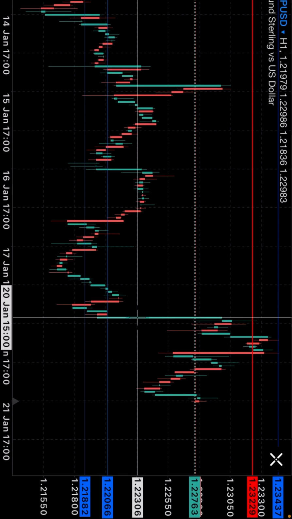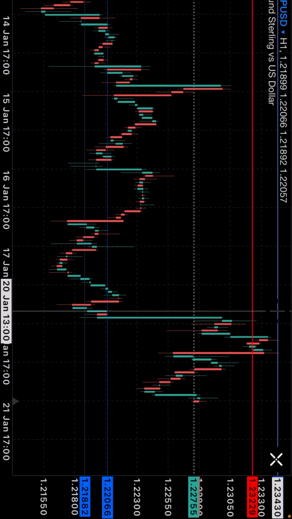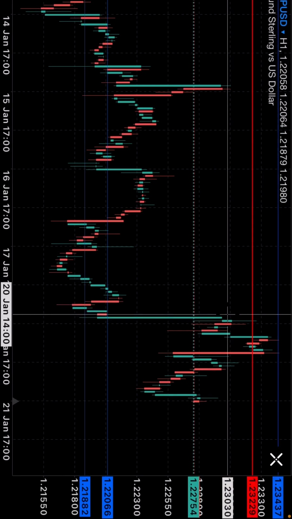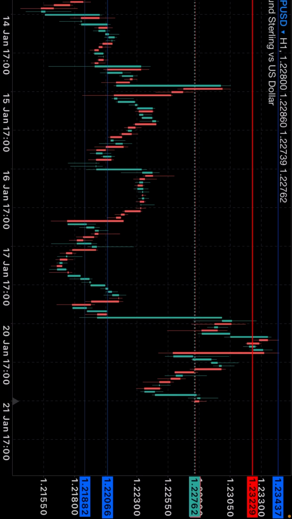But to be on the safer side, you enter at 1.23437, knowing that once price goes above this level, it's gonna go for a while. And then, like I said before, I only take the first impulsive move. After the first impulsive move, I get out, right?